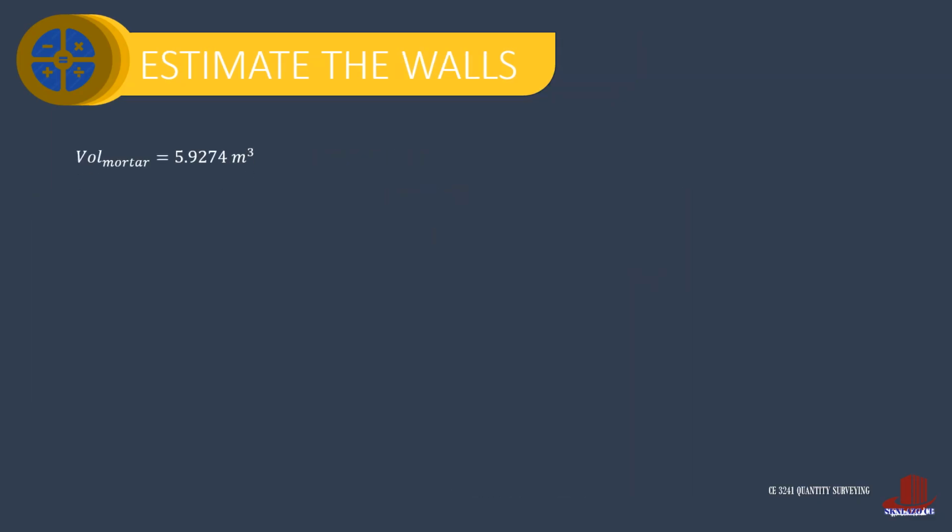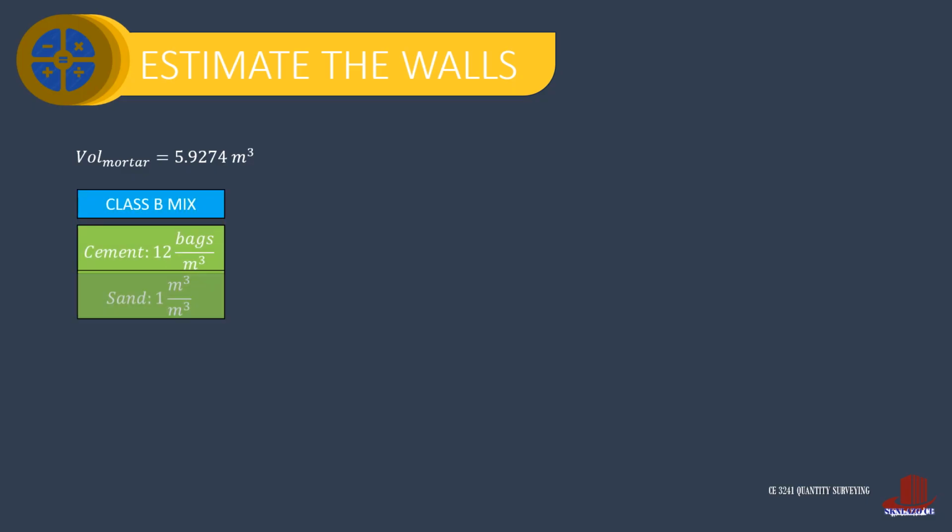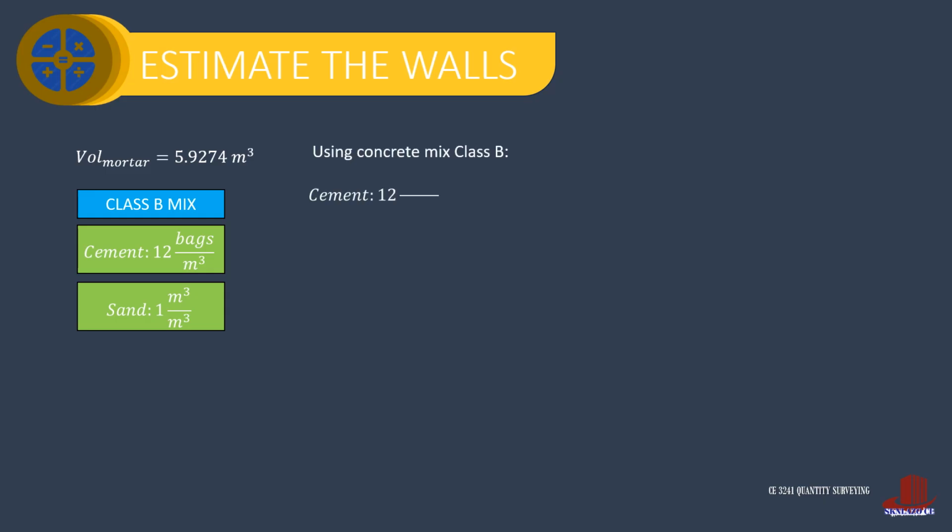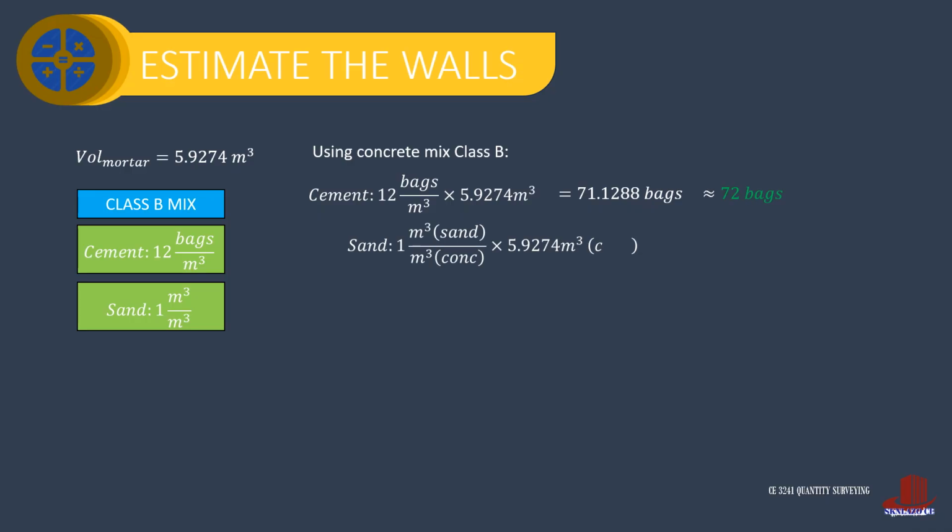The specified mix for mortar is Class B, which includes 12 bags of cement per cubic meter and 1 cubic meter of river sand. With this mix, we can compute for cement as 12 times the volume of 5.9274, yielding 71.1288 bags, rounded to 72. Sand is the volume multiplied by 1, which makes 5.9274 cubic meters, rounded off to 6.